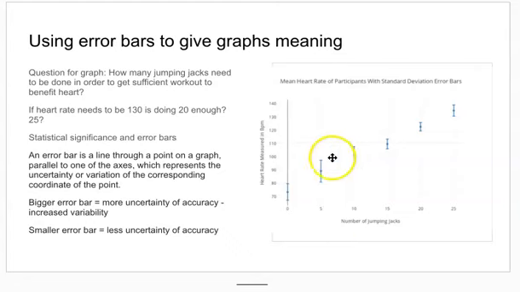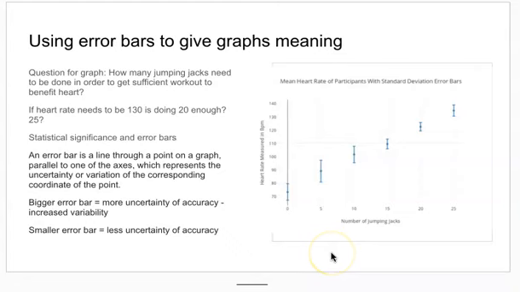Their heart rate is not statistically significantly higher. How do I know that? Because their error bars overlap, okay? So there's inaccuracies in your statistics. And the way you run your statistics determines how much inaccuracy there is, okay? So the bigger your error bars, the bigger the error bars go away from your mean, the more inaccurate they are, the more uncertainty there is in the accuracy of your data. So here's the error bars for 5, here's the error bars for 10. They overlap, okay? So we cannot say, statistically speaking, that doing 10 significantly raises your heart rate more than doing 5. Okay?